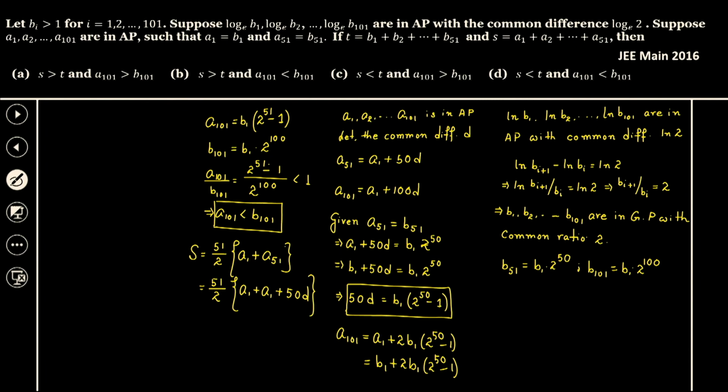Here that 2A1 can be replaced as 2B1, because A1 and B1 are equal. So 2B1 plus 50D, already calculated, is B1 multiplied by 2 to the power 50 minus B1. So therefore we can calculate that S is equal to 51 divided by 2 times B1 multiplied by (2 to the power 50 plus 1). That's it. So we calculated S.